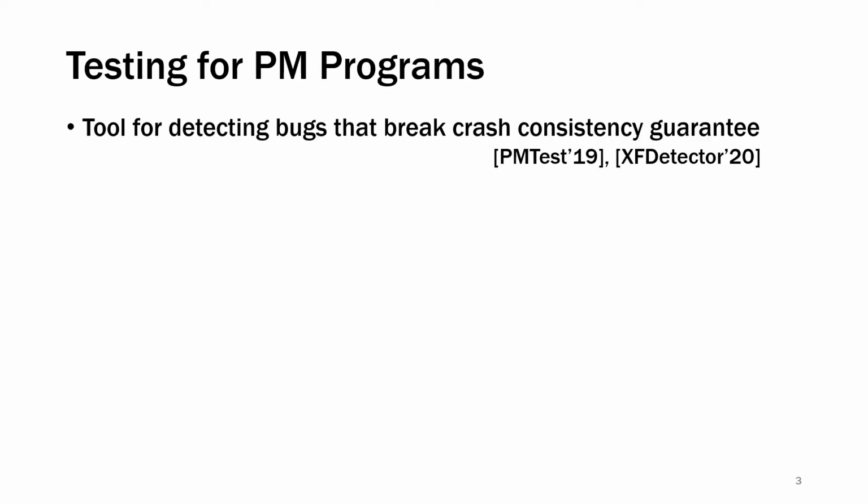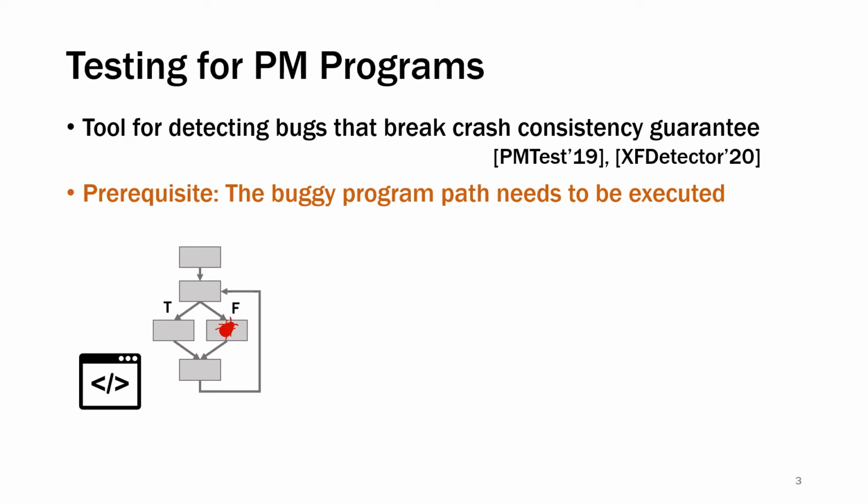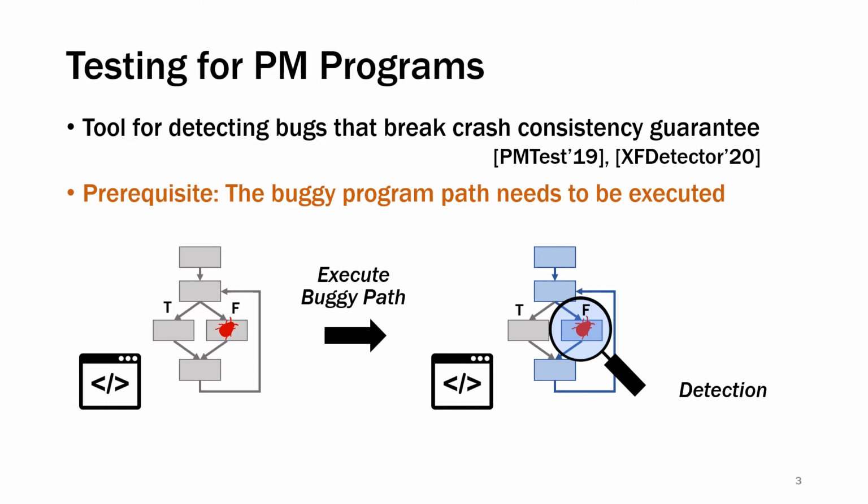Our prior works, PMTest and XDetector, are testing tools for detecting bugs that break the crash consistency guarantee. But there's a prerequisite. The buggy program path needs to be executed in order for the bug to be detected.